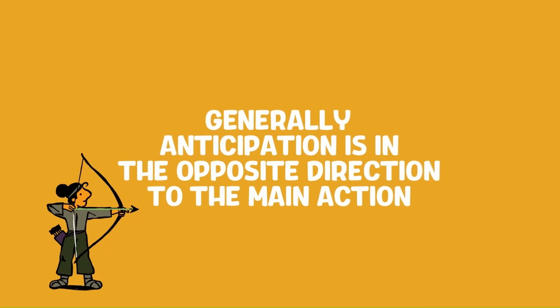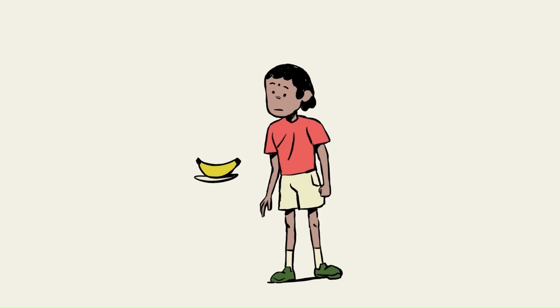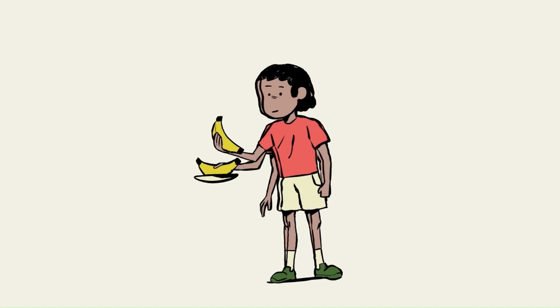The second reason we use anticipation is to help with clarity in a scene. So it's less about building up energy and more about storytelling. Let's say I want this character to pick up a banana. I could do a really simple movement where he swings his arm up, grabs the banana, and looks at it all in a single motion.